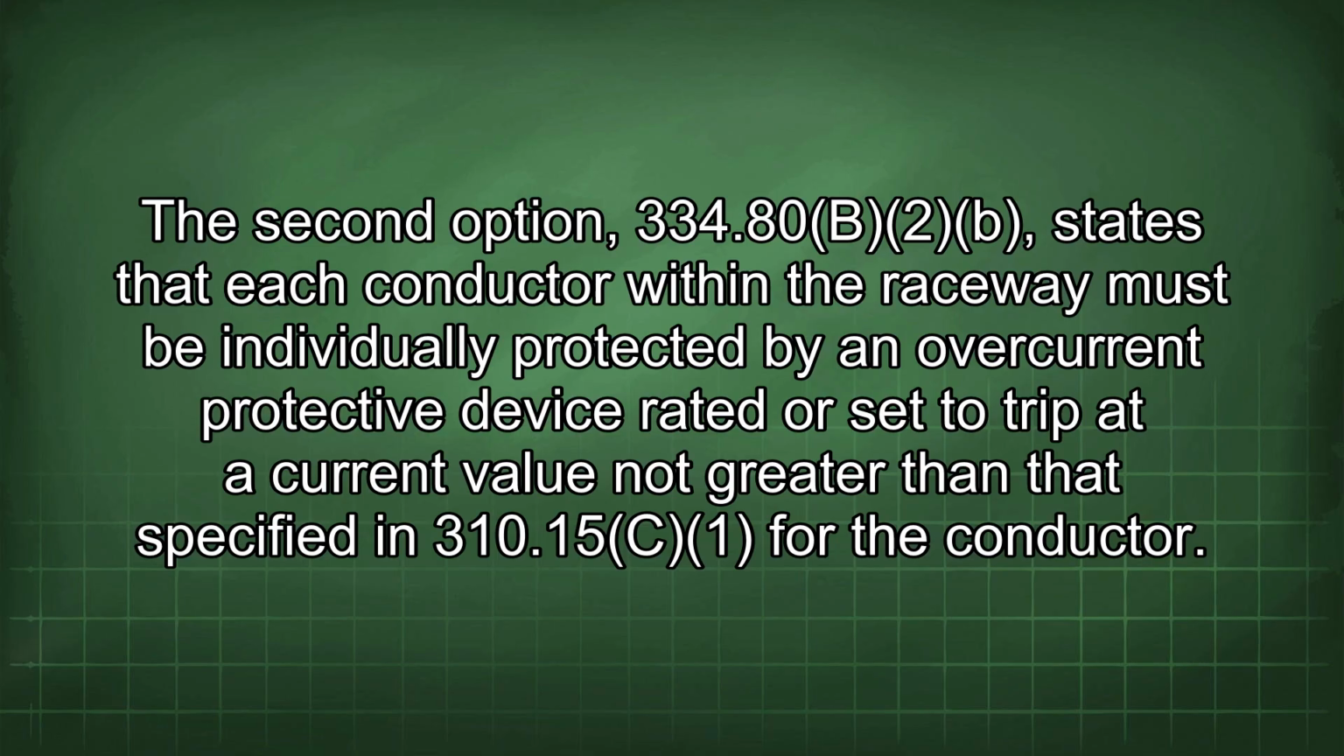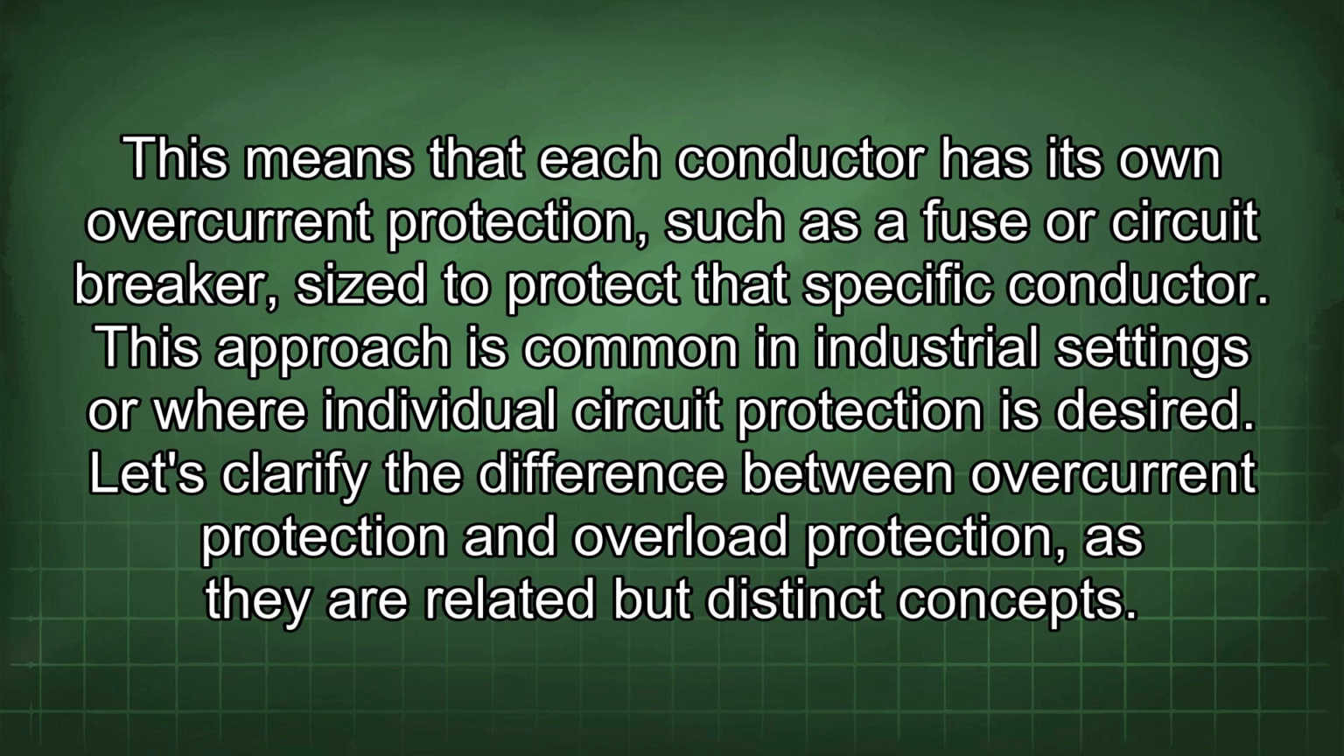The second option states that each conductor within the raceway must be individually protected by an overcurrent protective device rated or set to trip at a current value not greater than that specified in 310.15 for the conductor. This means that each conductor has its own overcurrent protection, such as a fuse or circuit breaker, sized to protect that specific conductor. This approach is common in industrial settings or where individual circuit protection is desired.